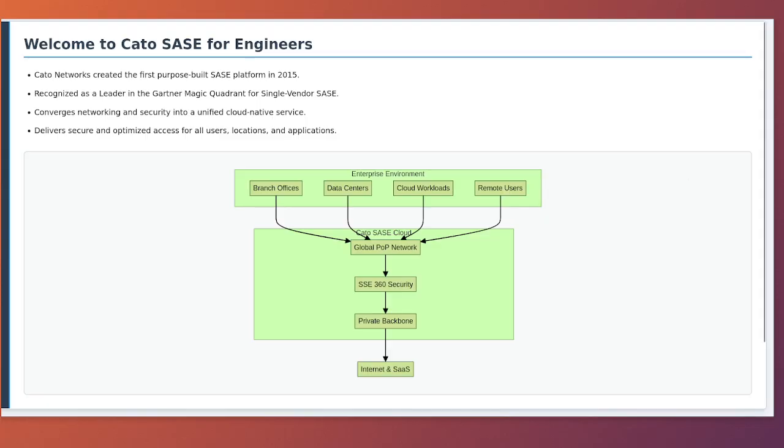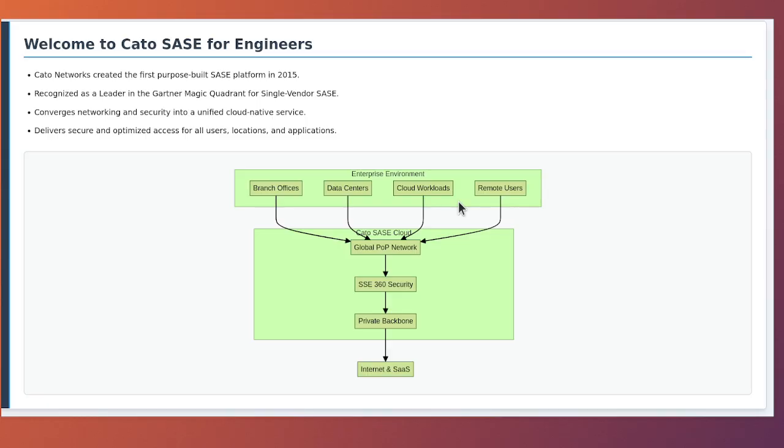SASE, which stands for Secure Access Service Edge, represents a fundamental shift in how enterprises approach networking and security. Rather than relying on disparate point solutions scattered across branches, data centers, and cloud environments, SASE converges networking and security into a unified, cloud-native service that can be delivered everywhere.